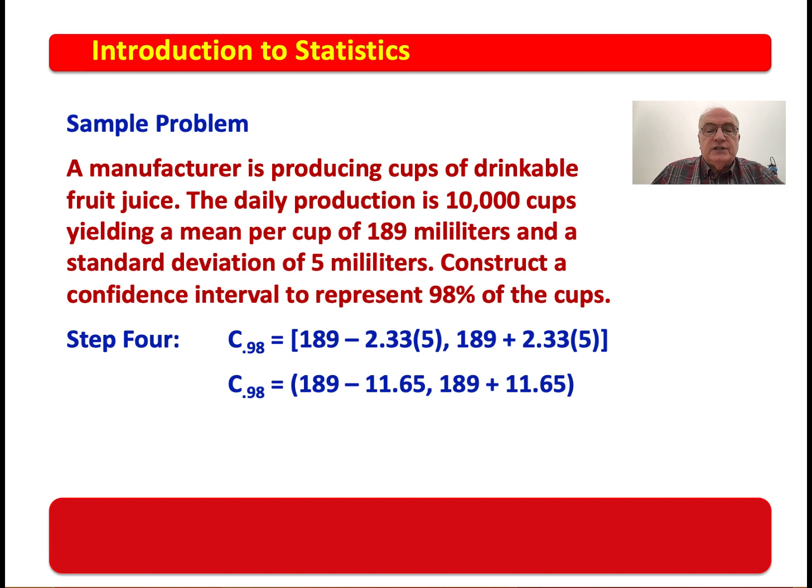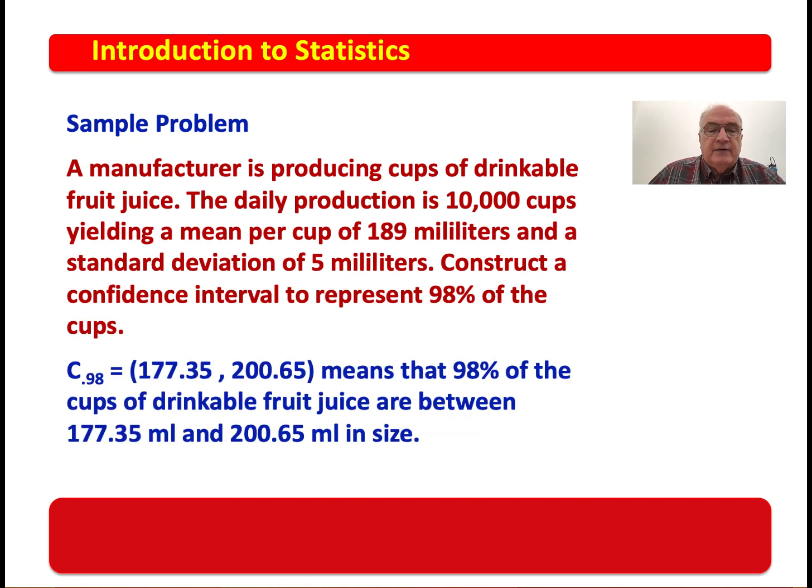So we go about solving the problem. We would solve this first. 2.33 times 5 is 11.65. That's your effect size. 189 minus 11.65 and 189 plus 11.65. So the confidence interval that we have says that 98% of the fruit juice cups will be between 177.35 milliliters and 200.65 milliliters. That's pretty good.